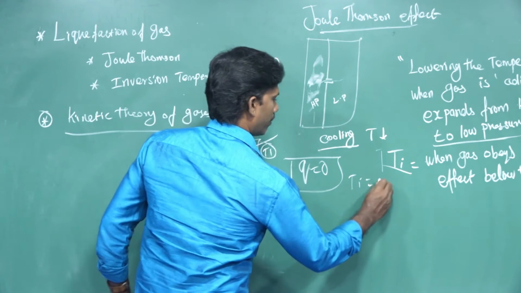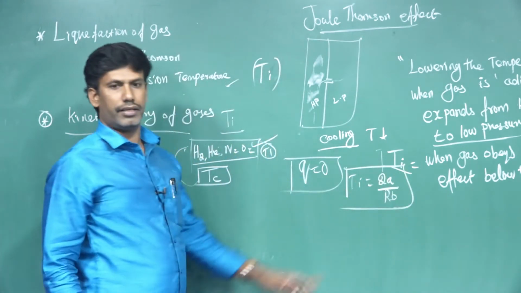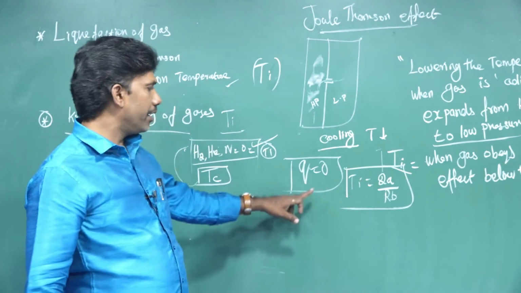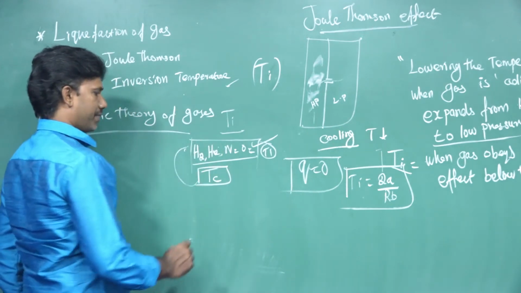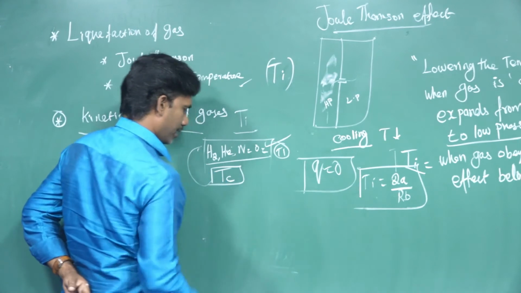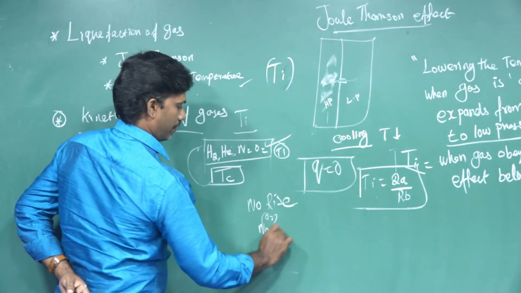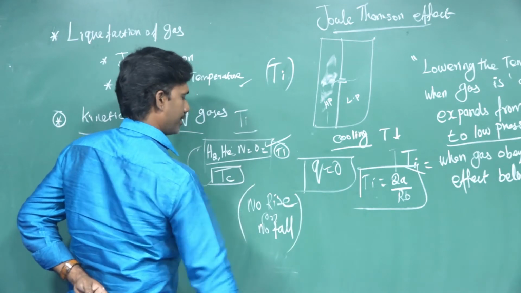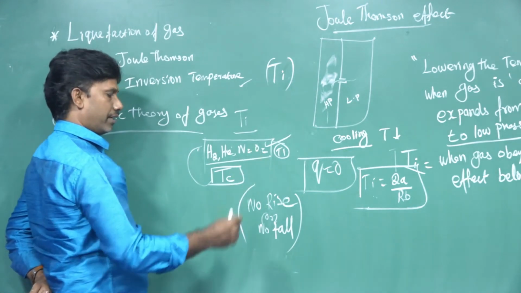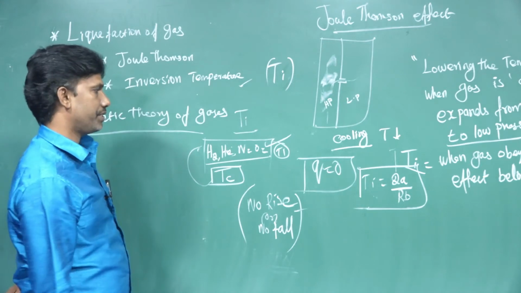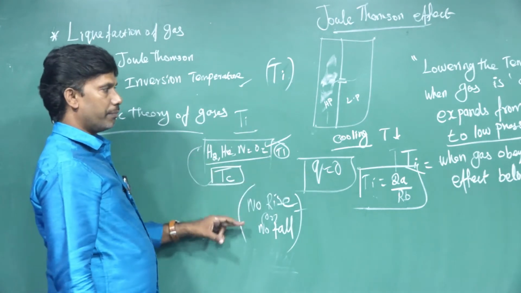Then Ti equal to 2a by Rb. The inversion temperature can be given by 2a by Rb. At the inversion temperature, what happened? At a particular temperature, there is no rise or fall of the temperature. So at the inversion temperature, there is no rise or fall of the heat. No heat is produced. There is no change in heat at the inversion temperature at a particular point.